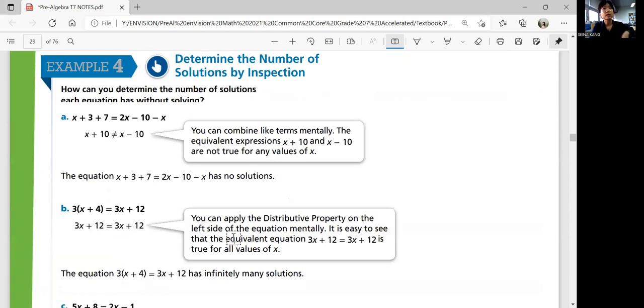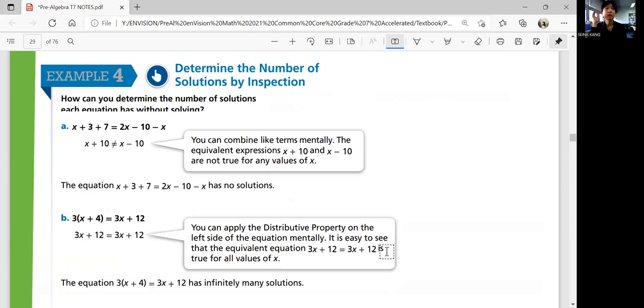So example 4, determine the number of solutions by inspection. How can you determine the number of solutions each equation has without solving? So look at part A. You can simplify the expression and you can see that x plus 10 should equal x minus 10 if you simplify both expressions. Are they equal to each other? No. If you subtract x on both sides, 10 is not equal to negative 10. So it has no solution.